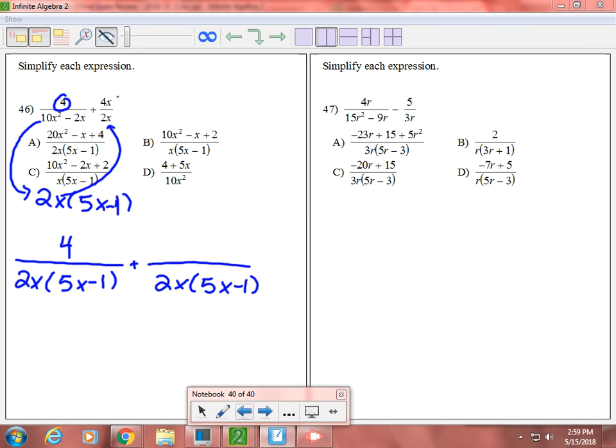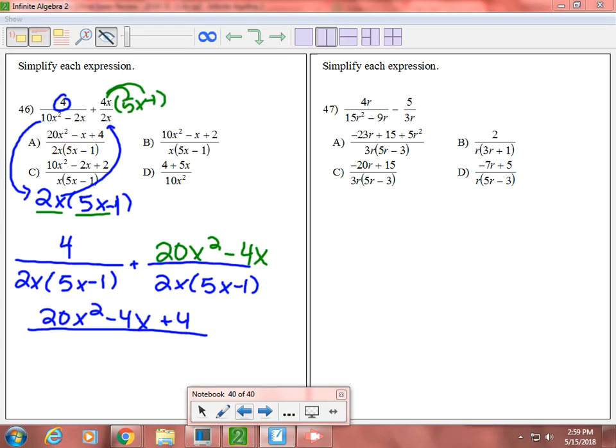Now on this one, I have to multiply it by 5x minus 1 because that's what's missing from these two things. So when I do that, I'm going to distribute this to both and I'm going to get 20x squared minus 4x. Okay, so then I'm going to take this and put it together into one equation. So I'm going to have 20x squared minus 4x plus 4 all over our common denominator of 2x and 5x minus 1.